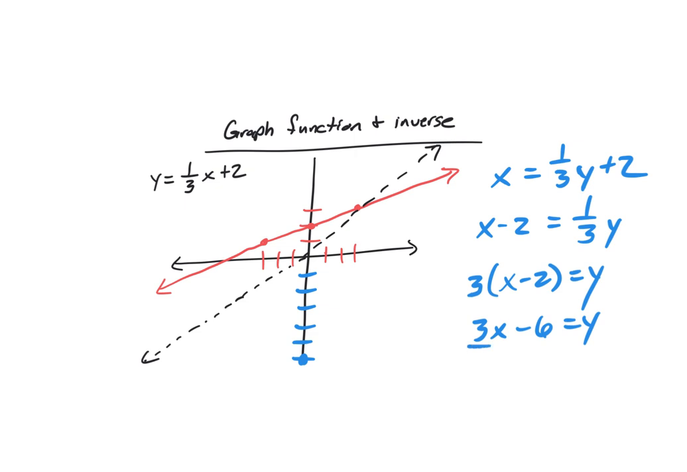And then my slope is 3. So we're going to go up 3 over 1. Up 3 over 1. And we see this point right here that sits right on that reflection line. My graph's not perfect, but it's pretty close. And I'm going to connect those together.